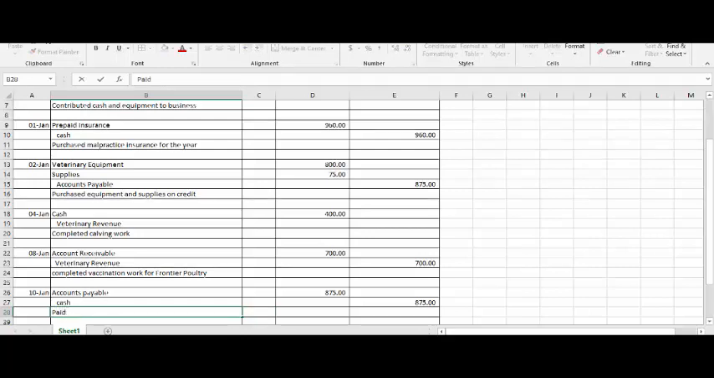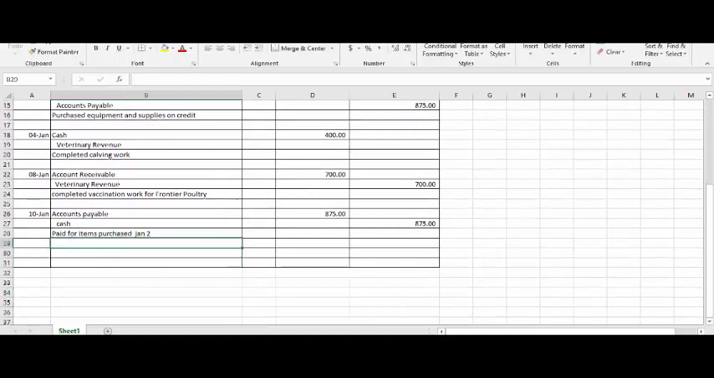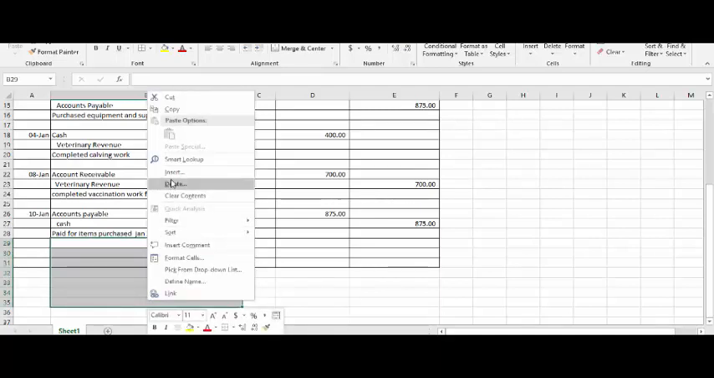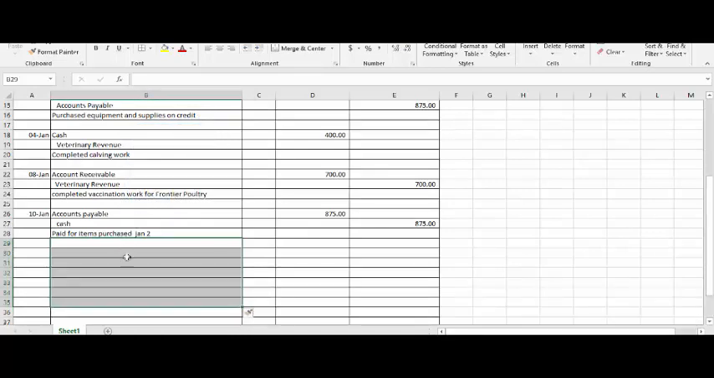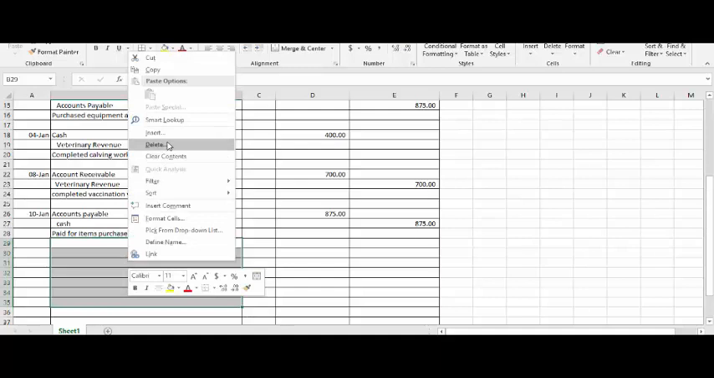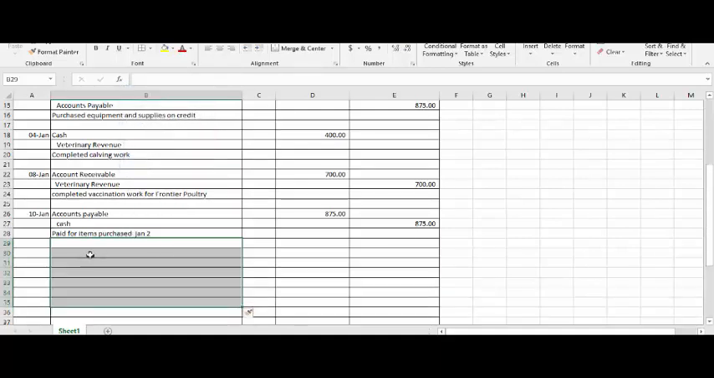So paid for items purchased Jan 2. Running out of space, so I'm going to increase the size of my general journal. And let's see what our next entry is.